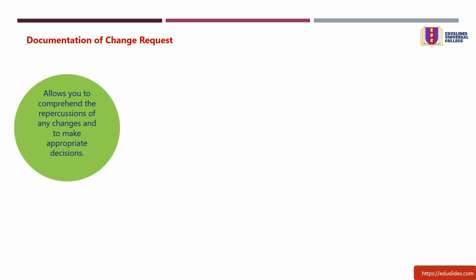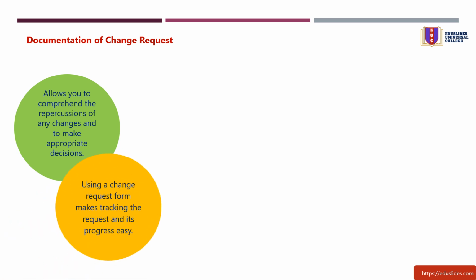Having a process to manage change requests effectively is crucial and can influence the project's success. A transparent management procedure allows you to comprehend the repercussions of any changes and to make appropriate decisions. A properly documented change request can help you manage the process efficiently. Using a change request form makes tracking the request and its progress easy. Here are some components that are necessary to include in the documentation of a change request.